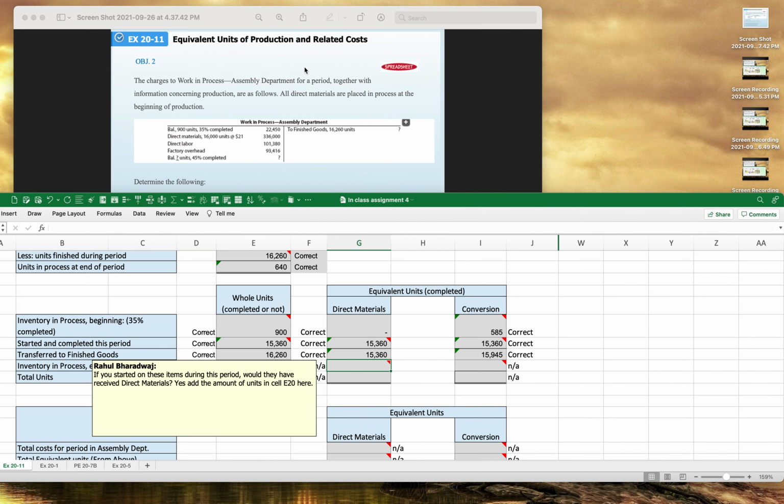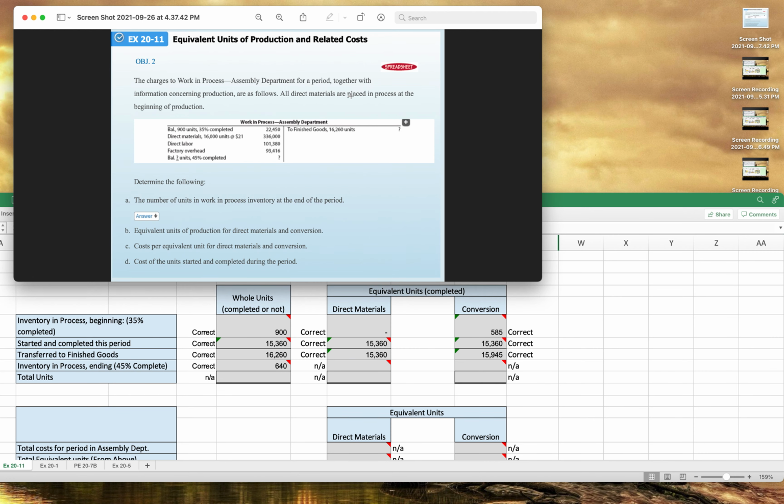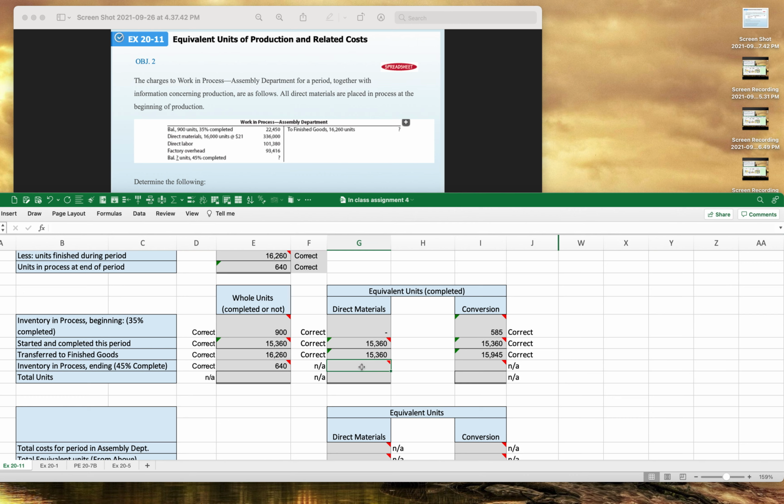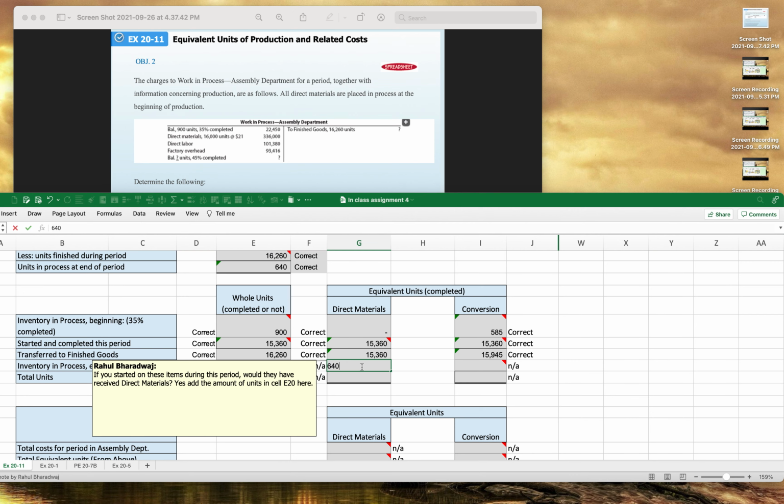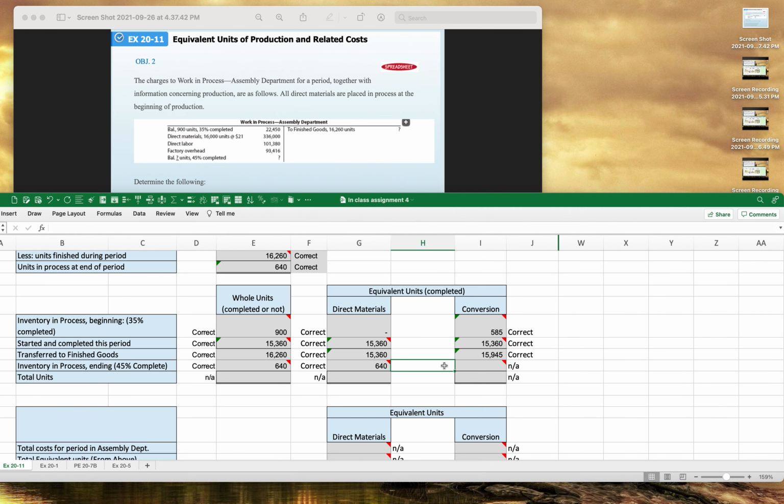And again, it tells us all direct material was placed in process at the beginning of the production, which in this case was the beginning of this period. So all 640. What about conversion costs? What about the direct labor and factory overheads?